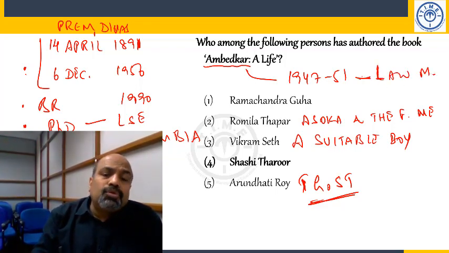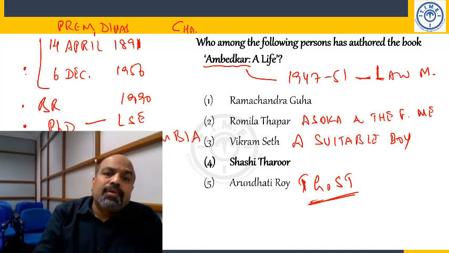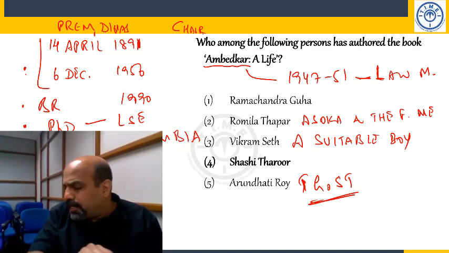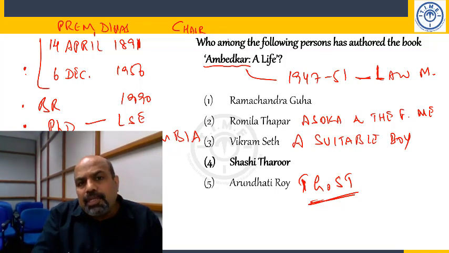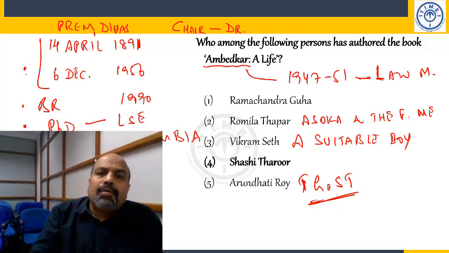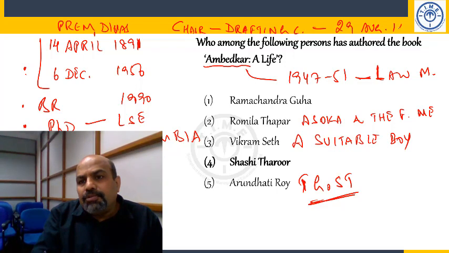And you should also know that he was appointed the chairperson of the drafting committee. Chair, or chairperson, you can say either. No harm. He was chairman of the drafting committee. He was appointed on 29th August 1947. Do you know that?